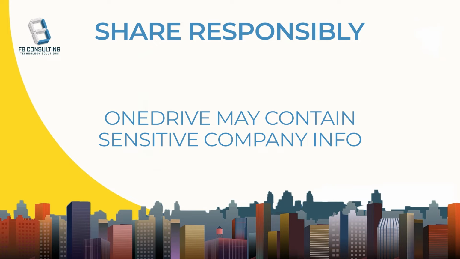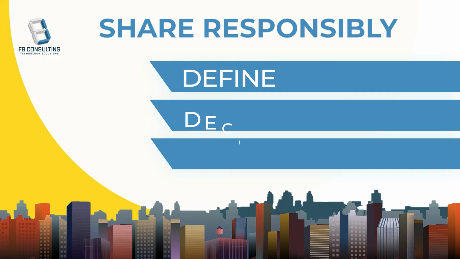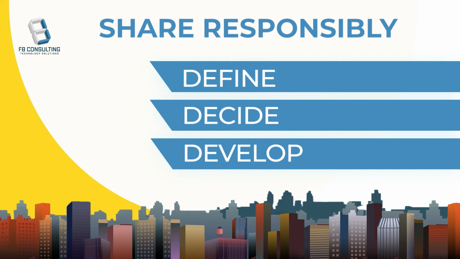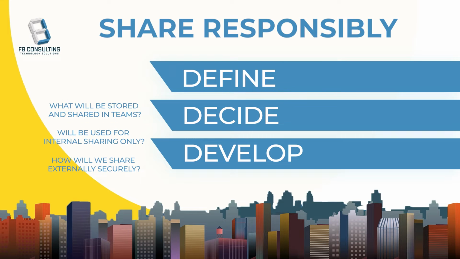So before you start using OneDrive, you do want to sit down and define, decide, and develop some points here. You do want to define what confidential information is. You really want to make sure that your staff knows what is confidential information, what's not leaving the company, things that you definitely don't want leaked. And then you'll make decisions. You'll decide what will be stored in OneDrive and if it will be used for internal sharing or internal and external sharing.